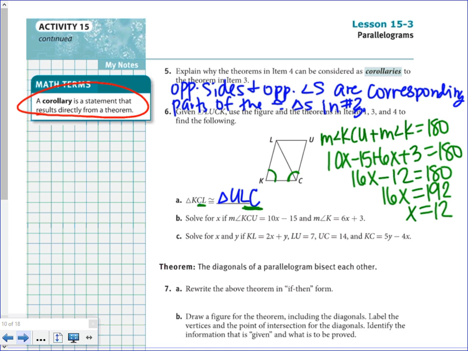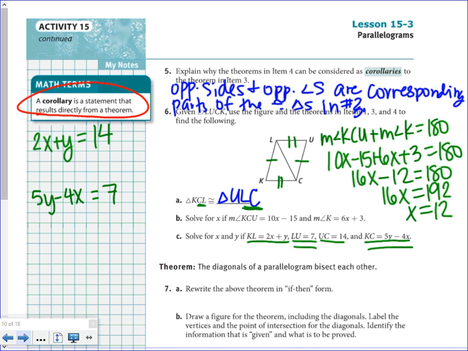Part C is asked about the sides. So it tells you you have a parallelogram. So you know these sides are congruent and you know these sides are congruent. So they tell you KL, they tell you UC. So one equation that I can create there is that 2x plus y equals 14. They also tell you UL is 7 and KC is 5x minus 4. So the other equation that you can set up is that 5y minus 4x equals 7.